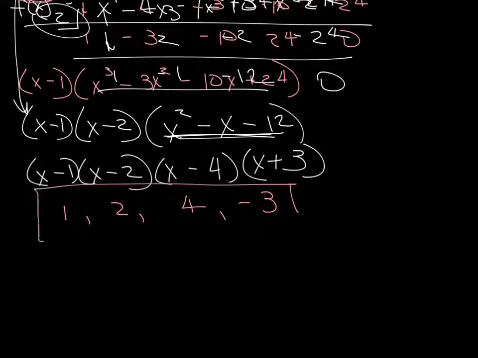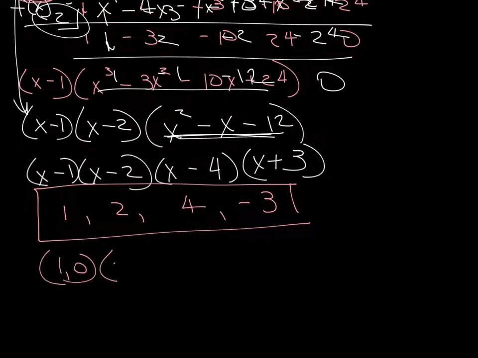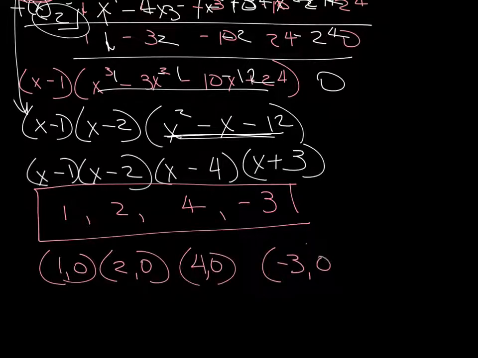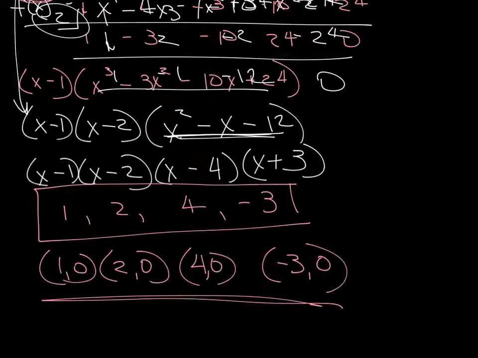So that means that my polynomial from clear back at the beginning crosses the x-axis at 1, 0, 2, 0, 4, 0, negative 3, 0. So basically 4 places, and that's what I had. I started out with an x to the 4th, telling me I had 4 answers, 4 places that it crosses. So that's it for 3.3.